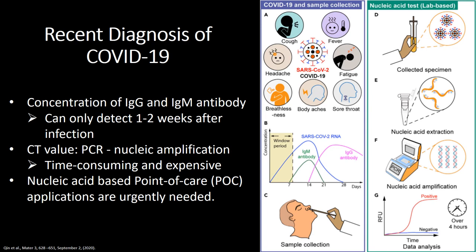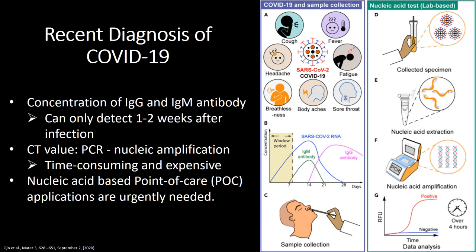Recent diagnosis is testing the concentration of IgG and IgM antibody from respiratory swabs, or using PCR to know the CT value. Early identification of infected patients can hurdle its transmission and help control the pandemic.